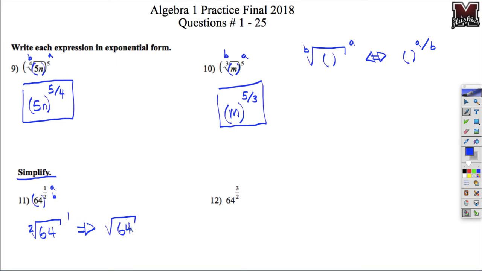So now you have to ask yourself, do you know the square root of 64? Square root of 64 is 8. So this is equal to 8, because 8 squared is 64. Our final answer is 8, box it.